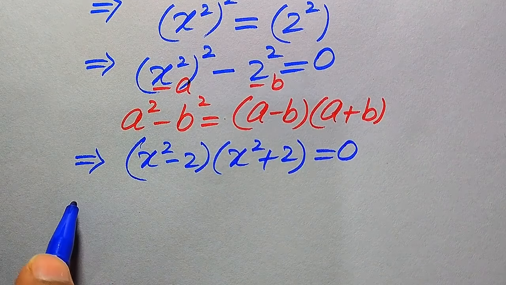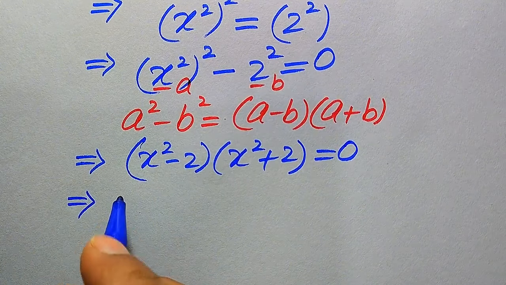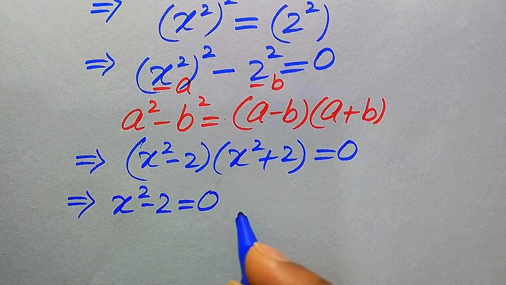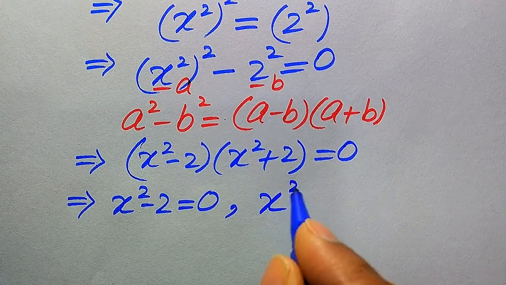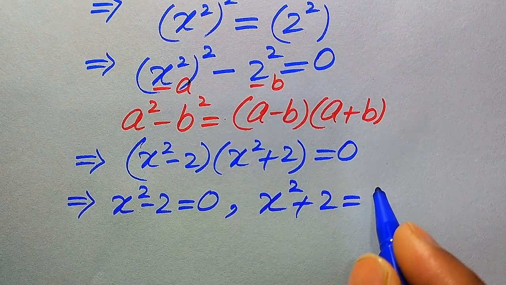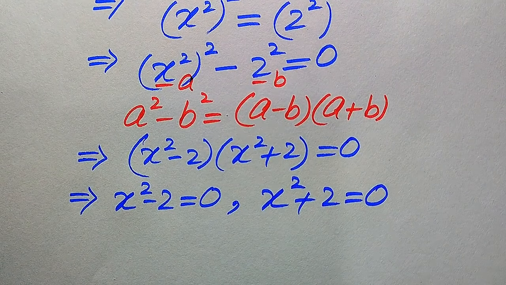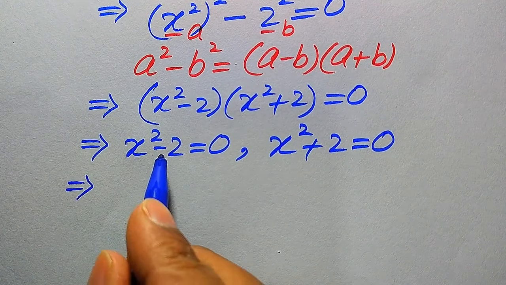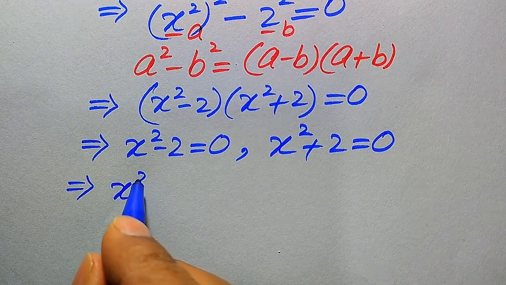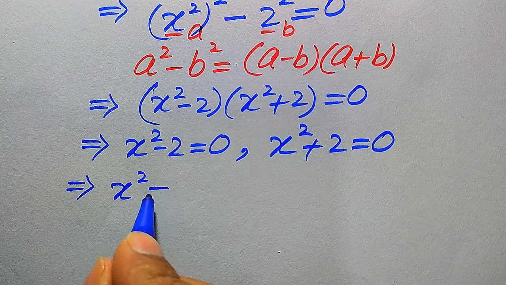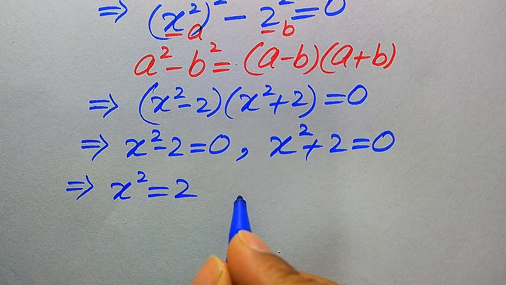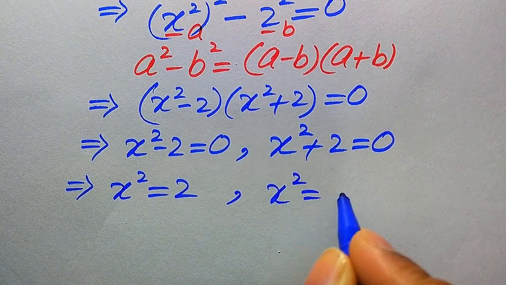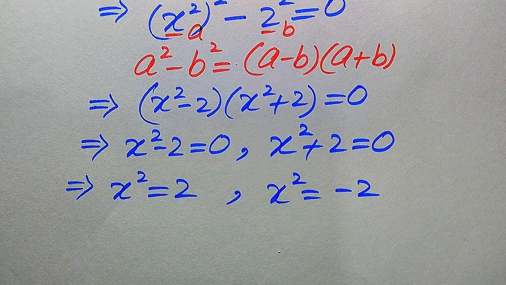And now we divide this equation into two cases. The first case is x square minus 2 equals 0, and the second case is x square plus 2 equals 0. In the next step we move this minus 2 to the right hand side, and it will be written as x square equals plus 2. And from the second case we get x square equals minus 2.